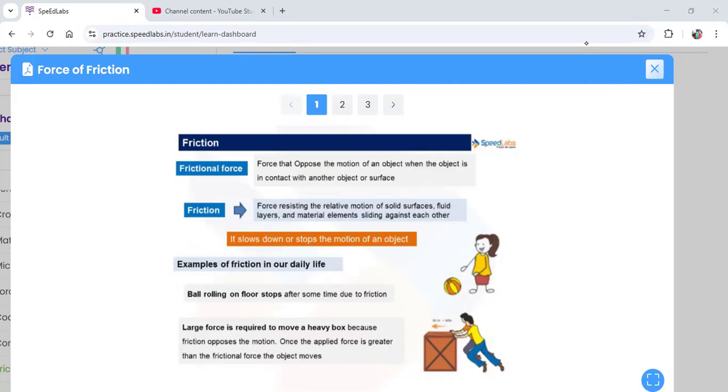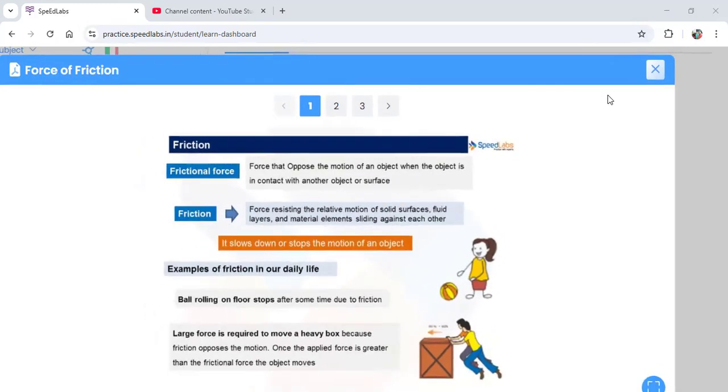For example, examples of friction in our daily life. A ball rolling on the floor stops after some time due to friction. So if you roll a ball, children, what happens? After some time, it will stop because of the frictional force only. A large force is required to move a heavy box because of the friction, which opposes the motion. Once the applied force is greater than the frictional force, the object moves.